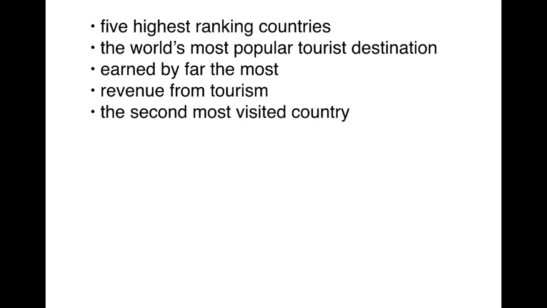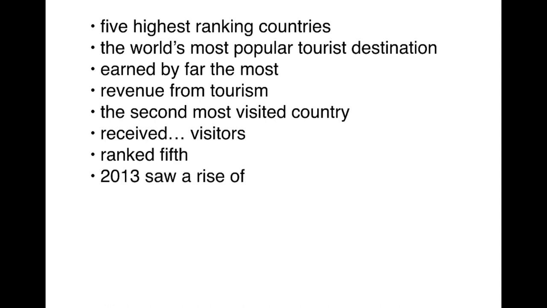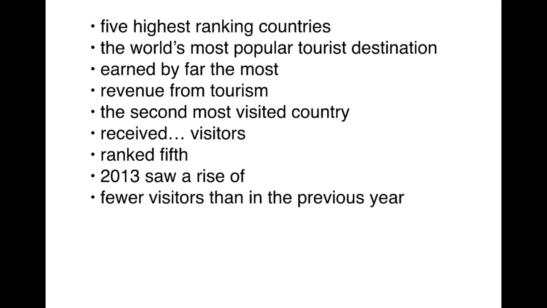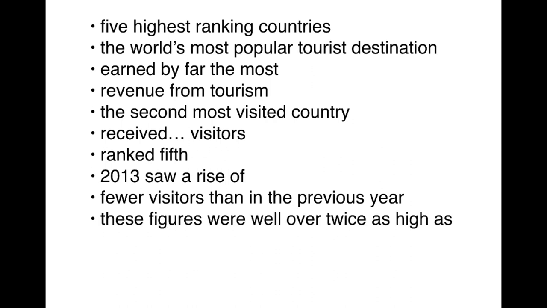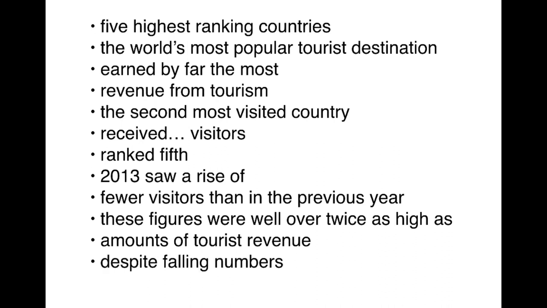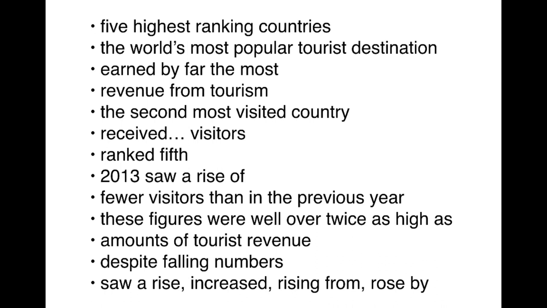The second most visited country, comparisons as usual. Received visitors. You can say that a country received visitors. Ranked 5th. 2013 saw a rise of. If you've watched my previous video lessons, you'll know that I like to use this phrase with see. You can say that with a country as well. You can say France saw a rise in number of tourists, or the year in this case, 2013, saw a rise of. Fewer visitors than in the previous year. These figures were well over twice as high as. Amounts of tourist revenue, despite falling numbers, and saw a rise, other change language, increased, rising from, rose by.